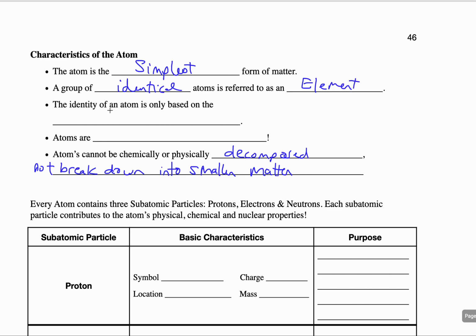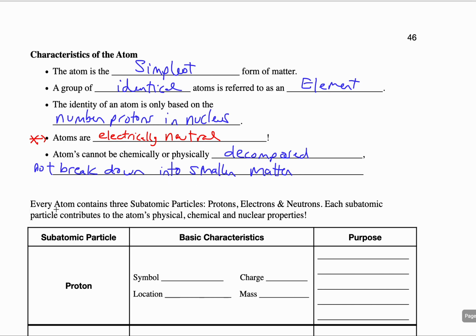The identity of an atom is only based on the number of protons in the nucleus. And a very important idea that will help us in a lot of the future content is the word atom. If we see a structure and it's described as an atom, atoms are electrically neutral. So we want to get that idea memorized.